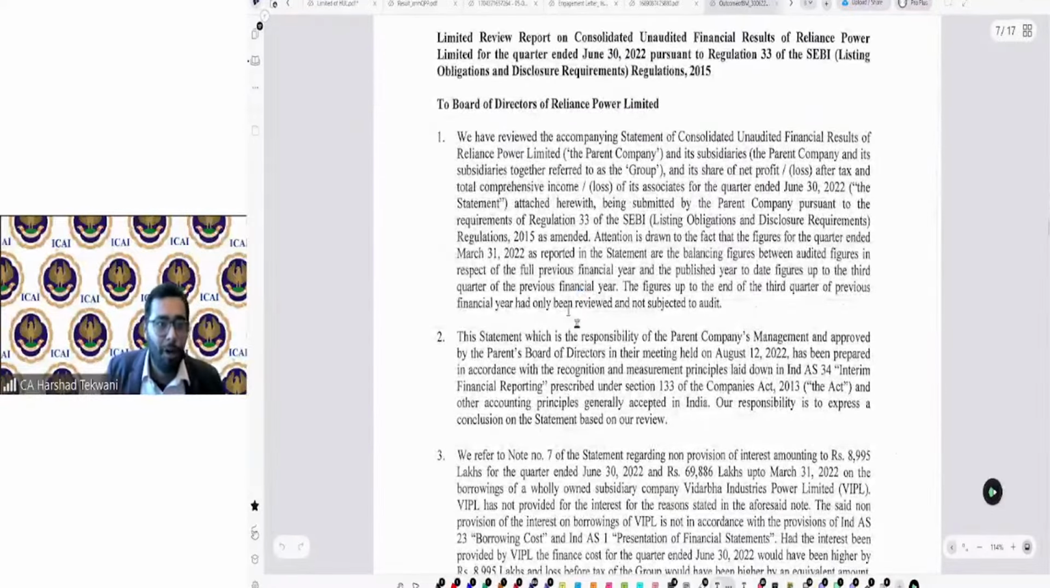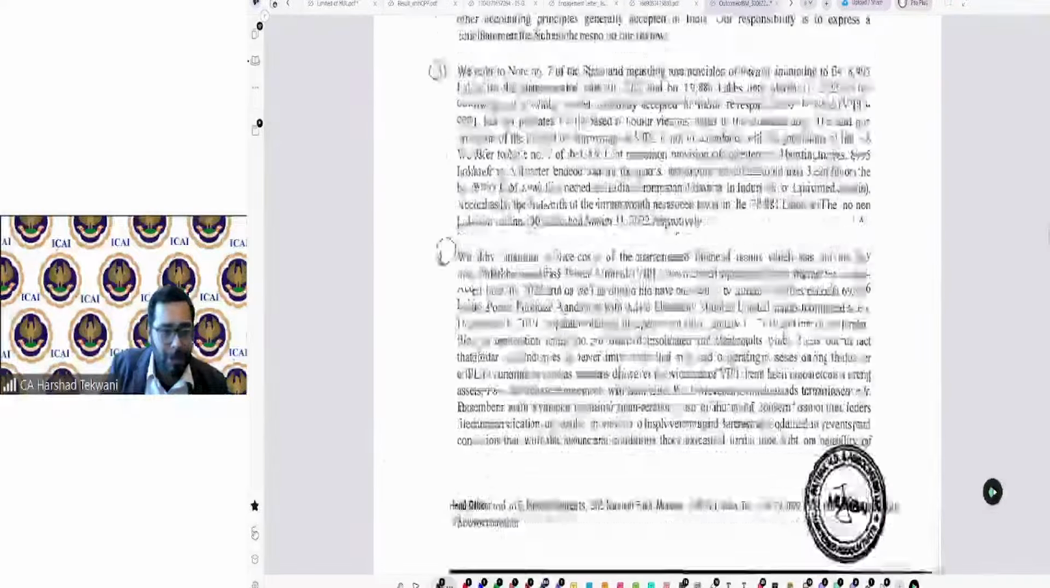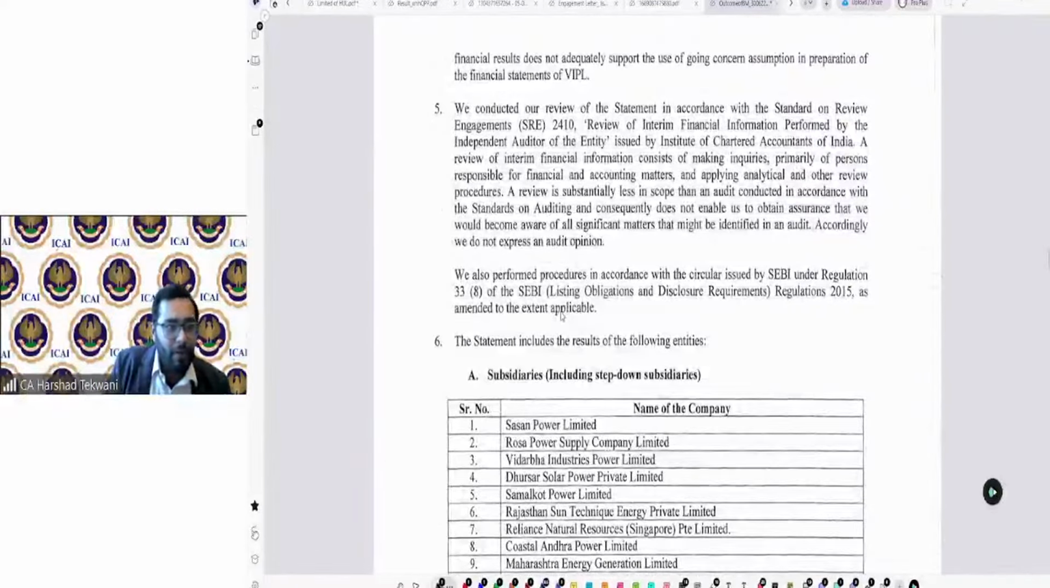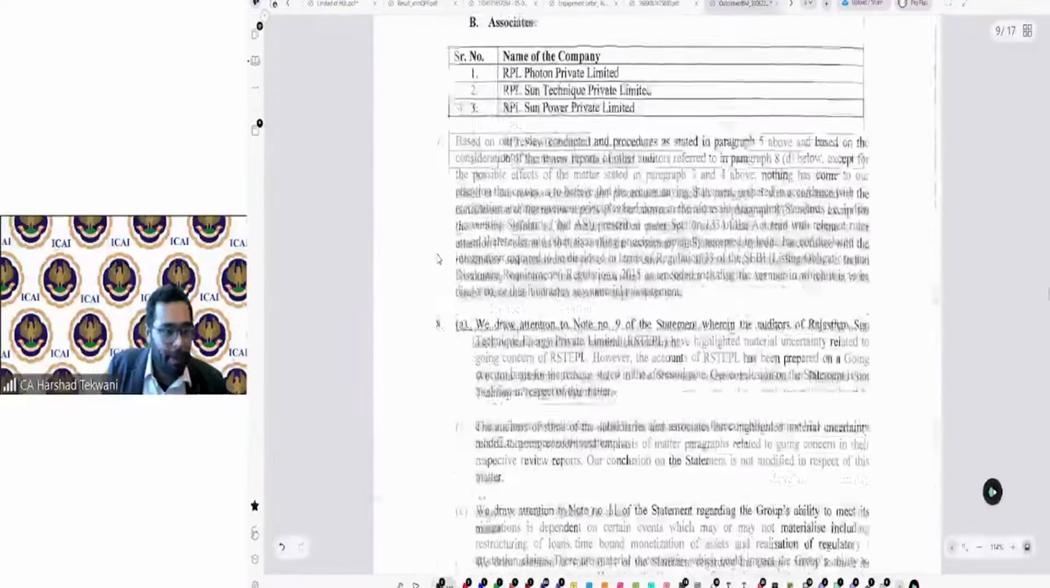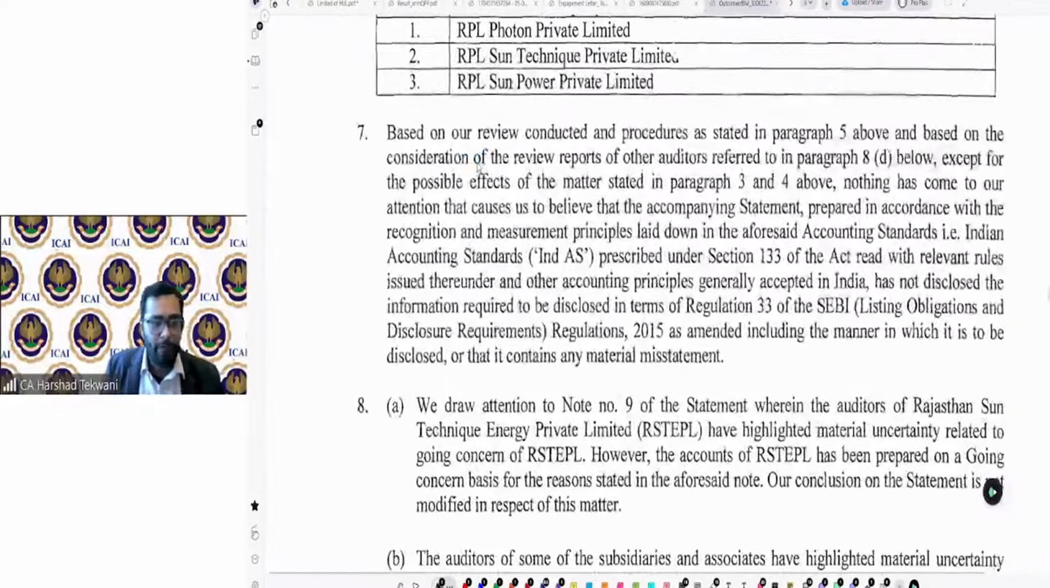This is a limited review report under SRE 2410, not 2400, but on a similar line, just to show you. See over here. Now there are some areas specified. We refer to note number this for non-provision of interest. We draw attention to note number 6. We conducted our review. This is a statement of subsidiaries. Yeah. Now over here, very important.